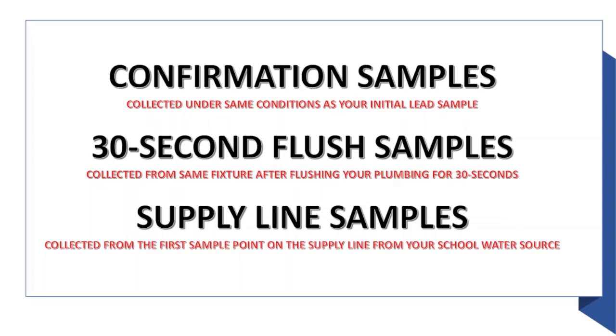There are 3 different types of samples discussed in this video. Confirmation samples, which confirm your original lead levels. 30-second flush samples, which determine if plumbing behind the fixture contains lead. And supply line samples, which determine if the supply line contains lead.